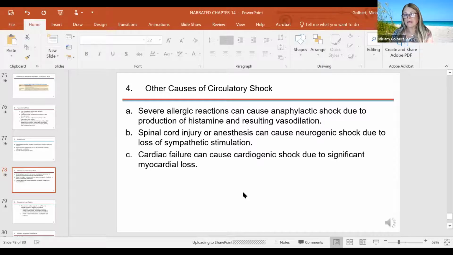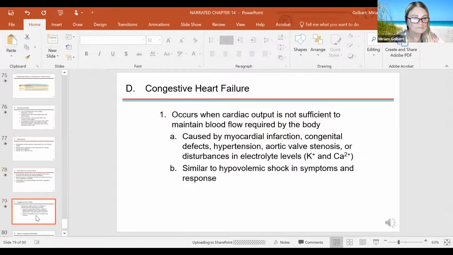So somebody that has severe allergies, right? That you need to have your EpiPen or something, because anaphylactic shock can be very dangerous. I mean, it kills people.